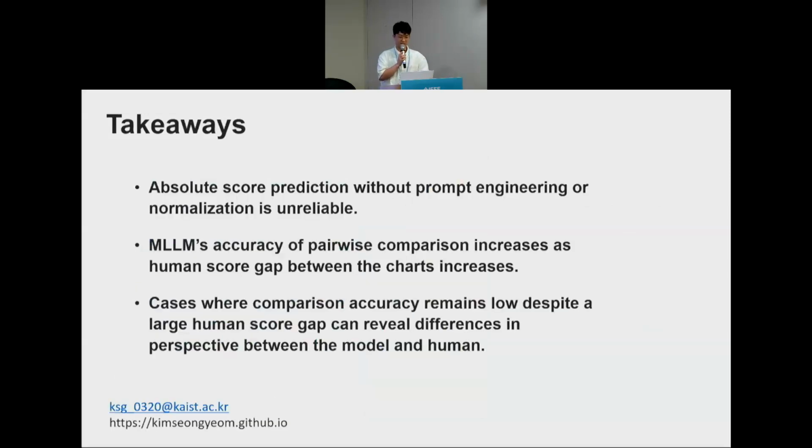So, conclusion, takeaways. First, absolute score prediction without prompt engineering or normalization seems unreliable. Second, MLMs' accuracy of pairwise comparison increases as the human score gap between the charts increases. And last, cases where comparison accuracy remains low despite a large human score gap can reveal the differences in perspective between the human and the model. Thank you for listening.